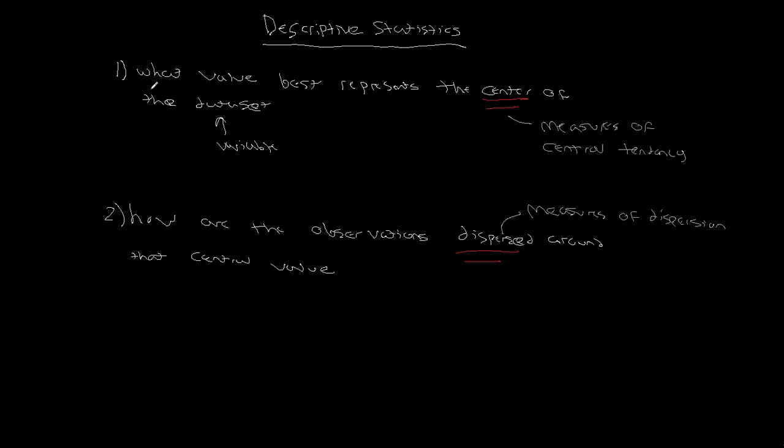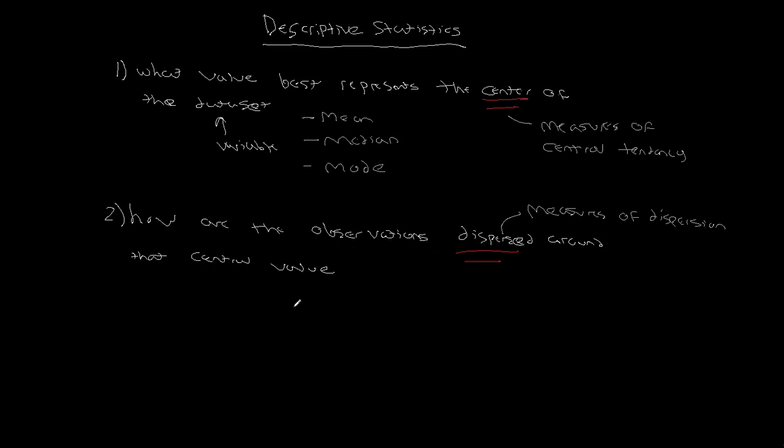So I want to wrap up this video by just listing the measures that we're going to talk about. So for central tendency, we're going to talk about three measures. We're going to talk about mean, we're going to talk about median, and we're going to talk about mode. These are the three most common measures of central tendency.